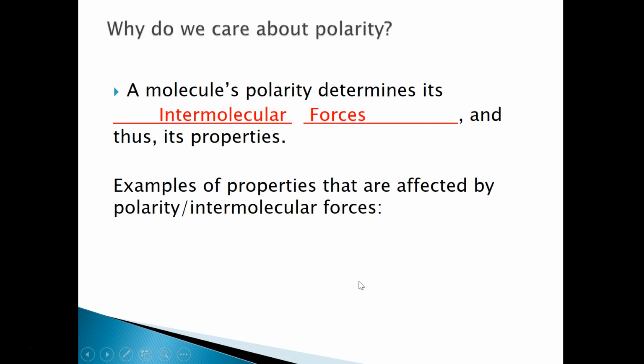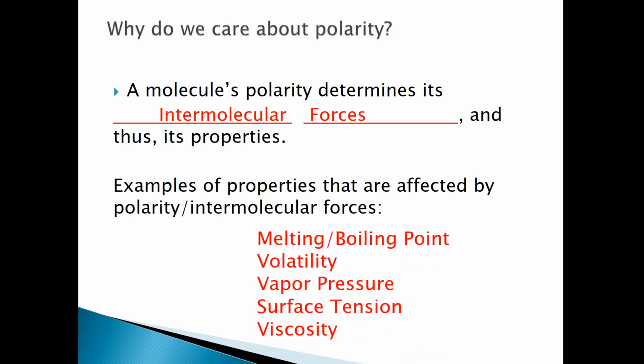Alright, so a molecule's polarity will determine its intermolecular forces, and thus its properties. Remember, intermolecular forces are the forces between molecules that hold them together. So examples of properties affected by polarity and intermolecular forces are the melting and boiling point of a substance, the substance's volatility or its tendency to evaporate, and thus its vapor pressure, surface tension, and viscosity, which is essentially how thick a liquid is, or its resistance to flowing, or its anti-flowiness, if you want to be really scientific.